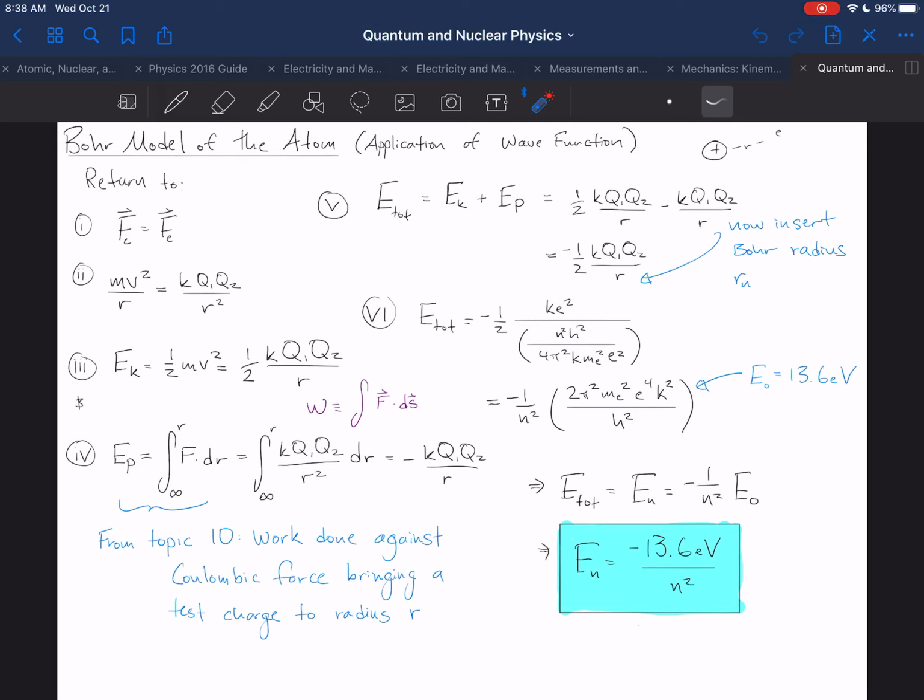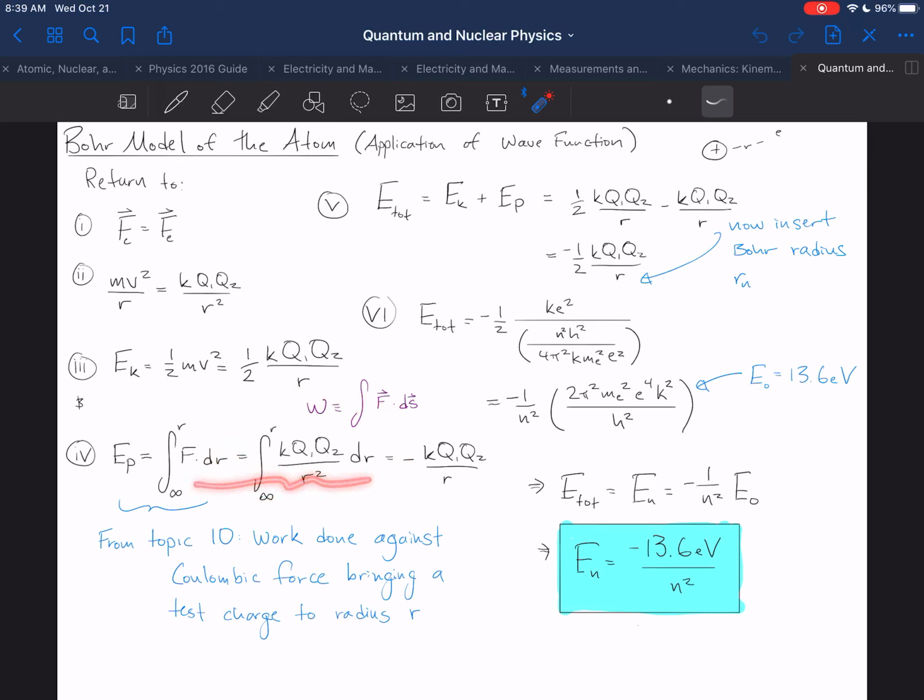So what we actually need is to capture the fact that for every little bit of displacement, ds, the force might have a different value. And that's why we're going to use this integral formulation here. So without going into the details, F is a function of r, that force changes, but we have an expression for the force as a function of r. And what we're going to do is observe that the electric potential energy will just be the work done against the Coulombic force, bringing a test charge from infinity to radius r. And that's exactly what this integral captures.